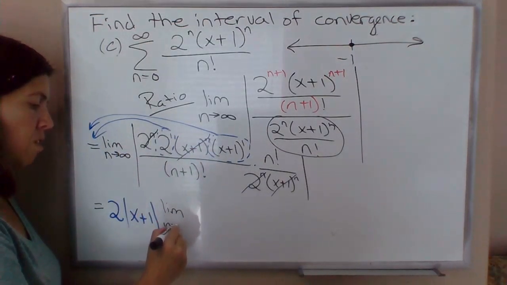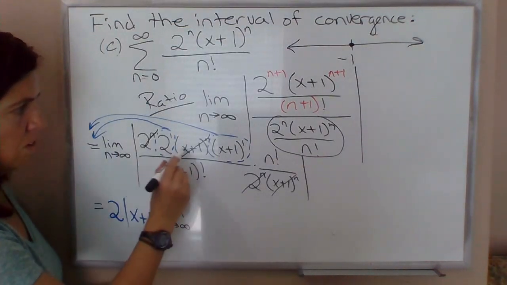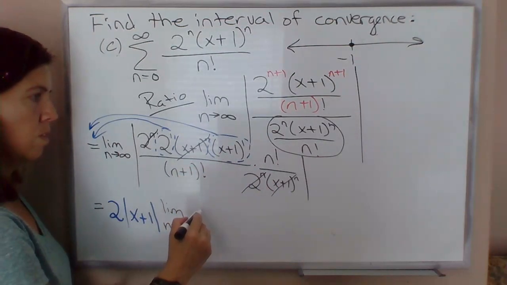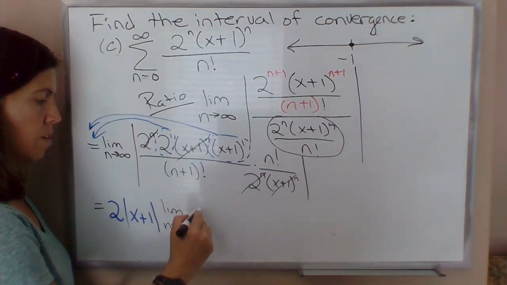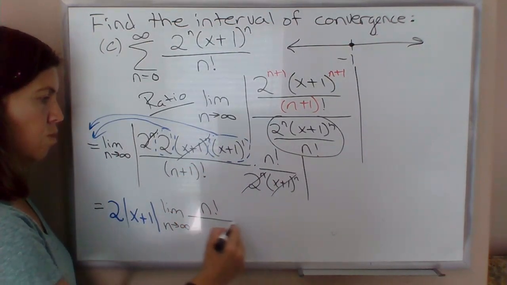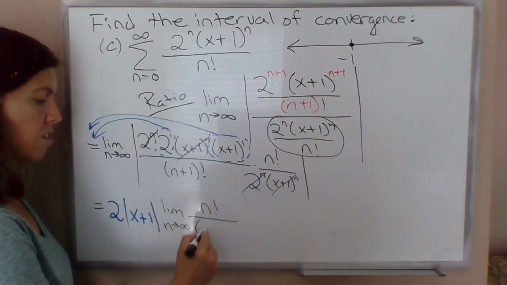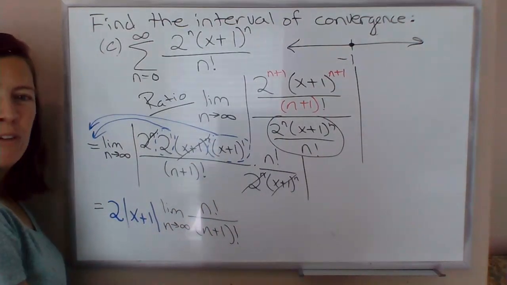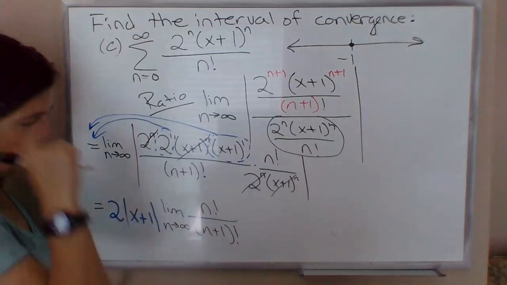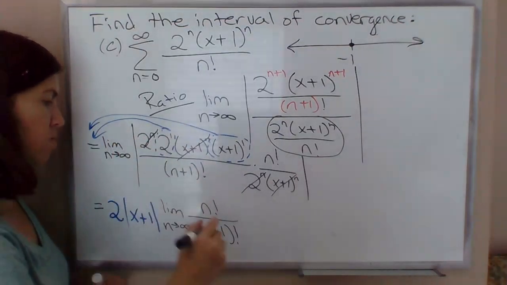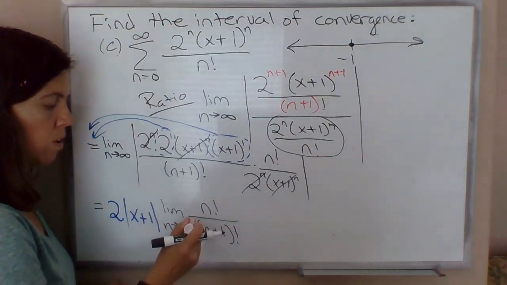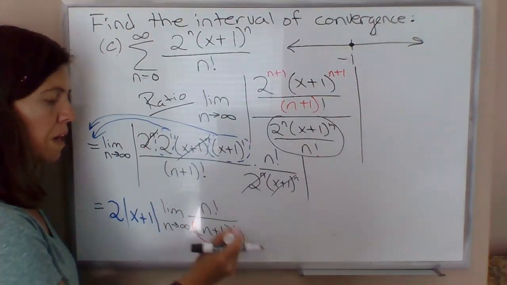But then times the limit, so what's left? What is affected by it? We've got n factorial over n plus 1 factorial, right? And that's all that's left. I'm not writing the absolute value anymore because these are always positive. n is a positive integer. Now, remember, for a ratio of two factorials, leave the smaller one alone, expand the bigger one.